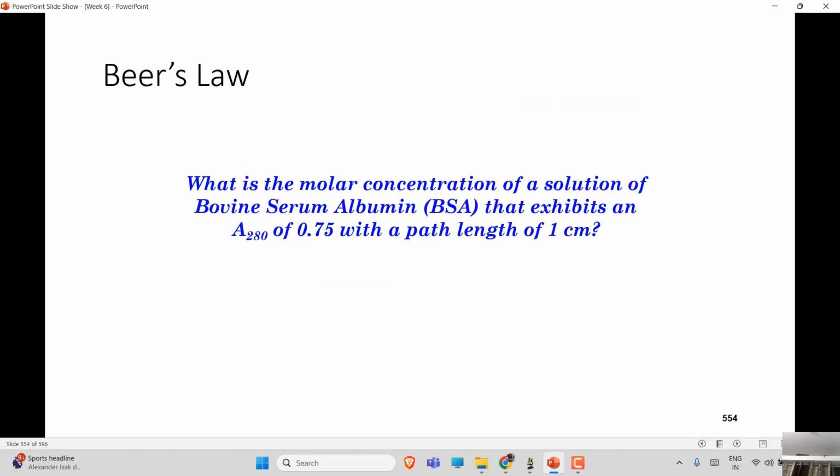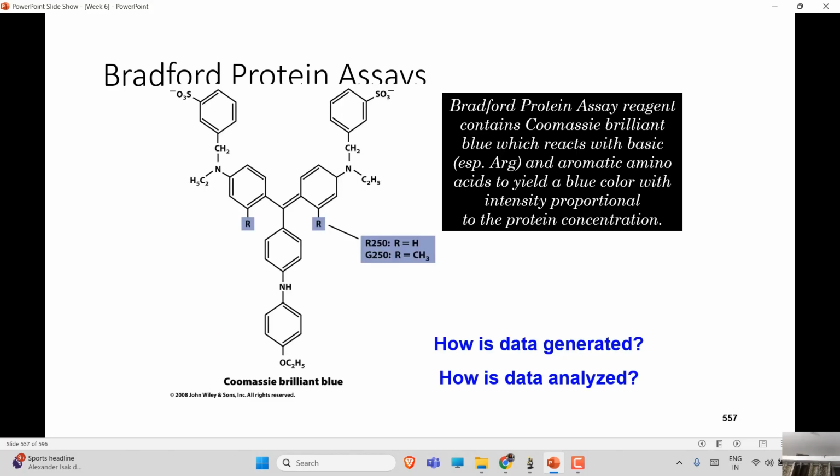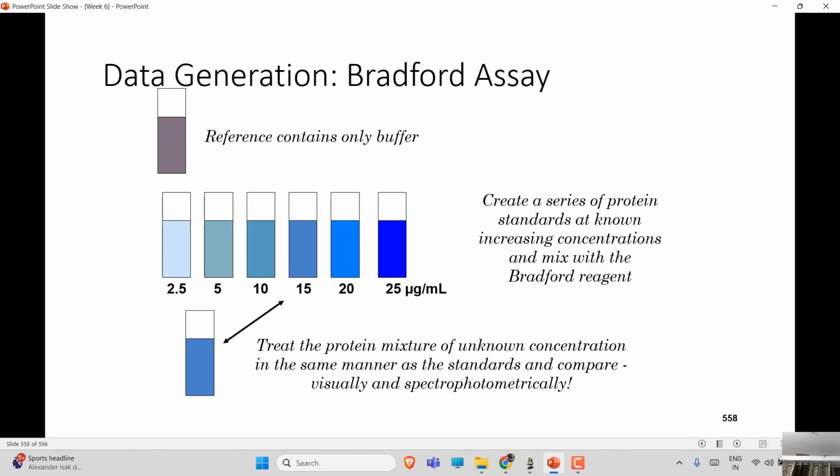So what is the molar concentration of a solution? Suppose you have a protein mixture, you need to determine the protein concentration. You cannot use Beer's law because you would not know the extinction coefficient for the protein mixture at 280 nanometers. So what is the alternative approach then? The Bradford protein assay. So how does the Bradford protein assay work? Basically, it's a reagent that contains Coomassie brilliant blue, which reacts with basic, especially arginine, and aromatic amino acids to yield a blue color with a density proportional to the protein concentration.